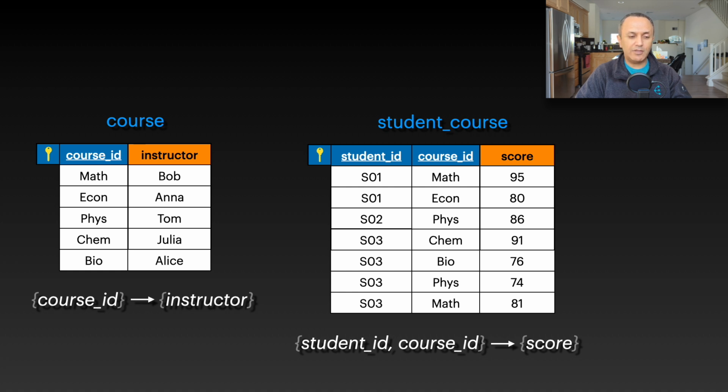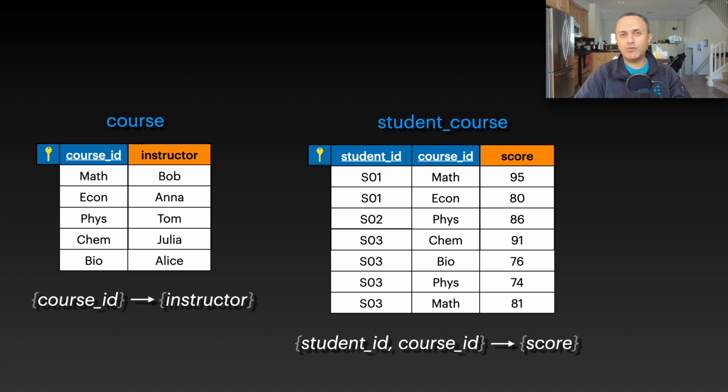Now, if we look at the anomalies that we discussed before, do they still apply, or are they fixed? If you remember, if student 3 wants to drop chemistry, then we would delete that row from this table that says S03 and chemistry. That's fine. It does not delete the fact that chemistry is taught by Julia, so that's still stored in the course table. If we want to change the instructor of math to be John instead of Bob, we have to only update it once in the course table. We don't have duplicates of that information, so that's also solved.